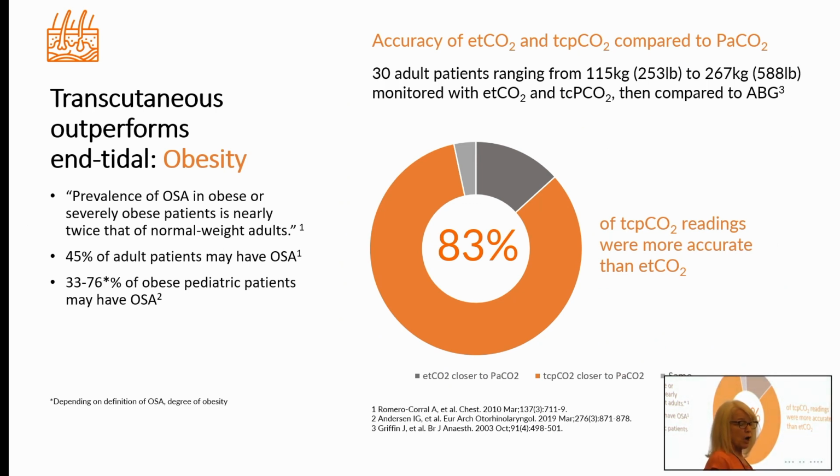It's also been shown to have better correlation than end-tidal in those adult patients that you see in the sleep lab. So this study looked at obesity, and what they found was they were comparing the transcutaneous value to the arterial value in patients who had obesity hypoventilation syndrome. And what was found was that the majority of the time, 83% of the time, these patients' transcutaneous value was closer to the blood gas than their end-tidal values were.